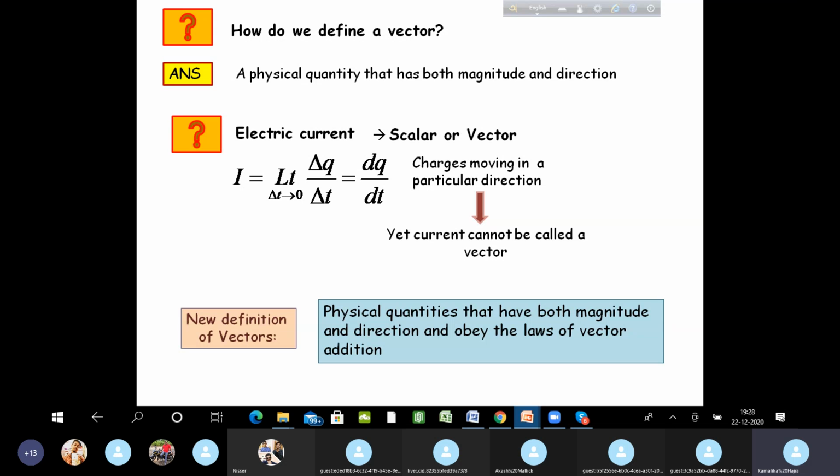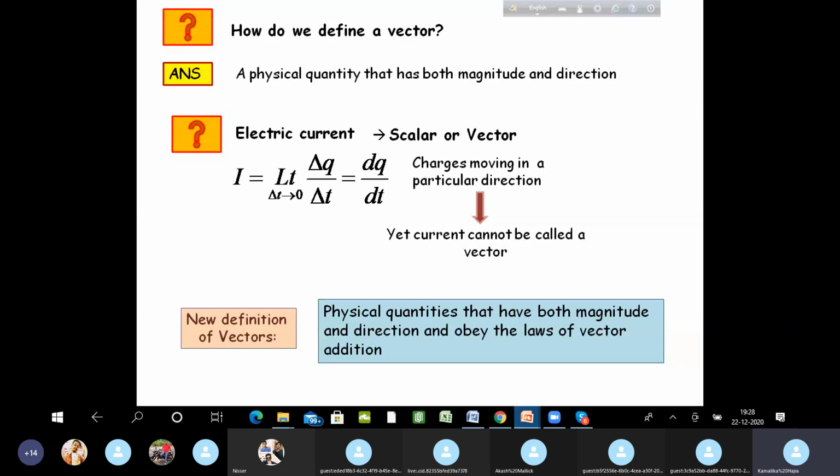So to avoid that, you will say that physical quantities that have both magnitude and direction and obey the laws of vector addition are called vectors. Okay, is that clear to everybody? So this is the new definition of vectors.